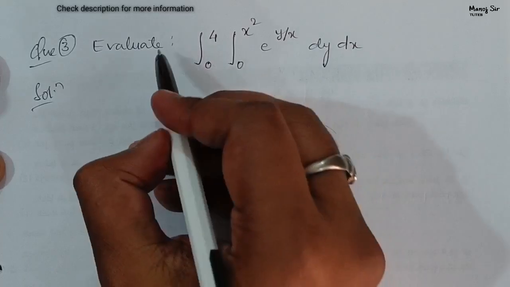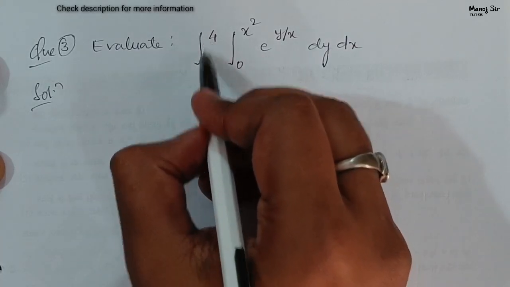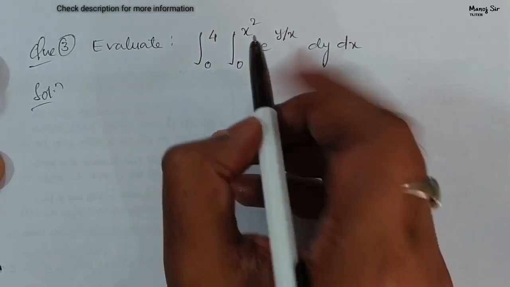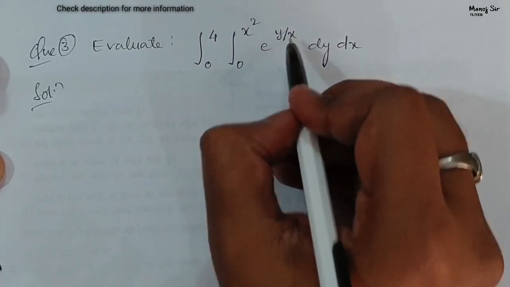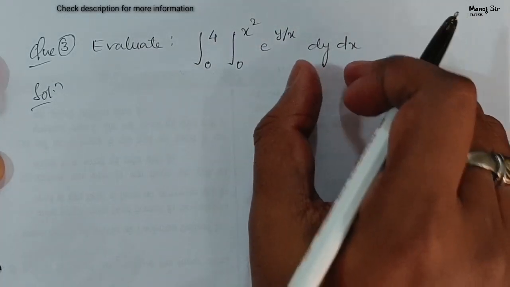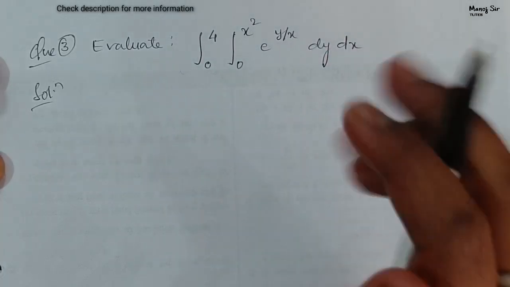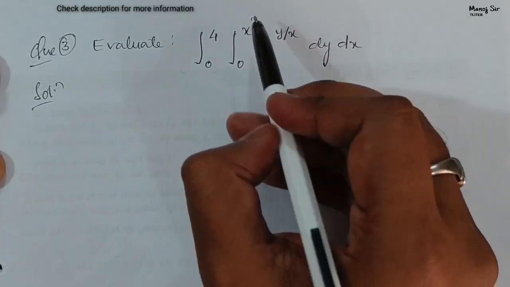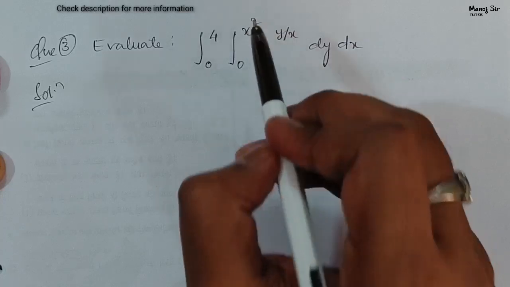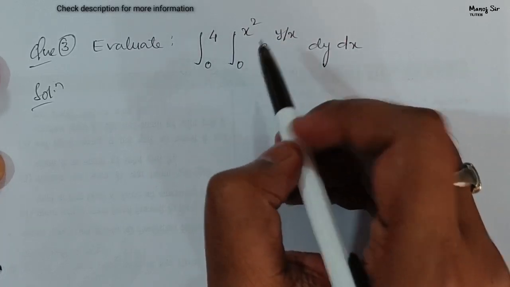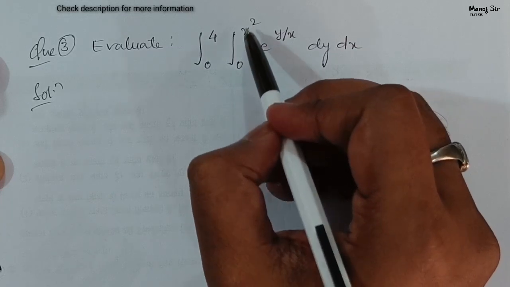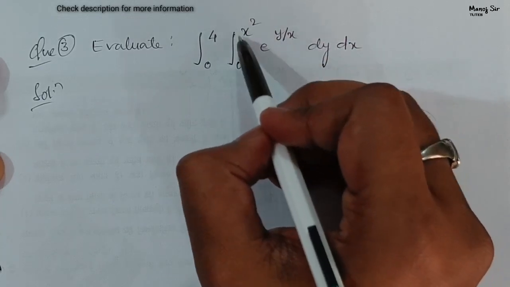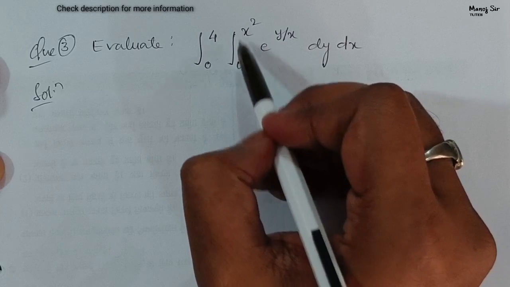The question says, evaluate the integral with limits from 0 to 4, integral with limits from 0 to x square, e to the power y upon x dy dx. Here the order is dy dx. If you see, here we have x square. That means we can say this is the limit of y, since we have x square.